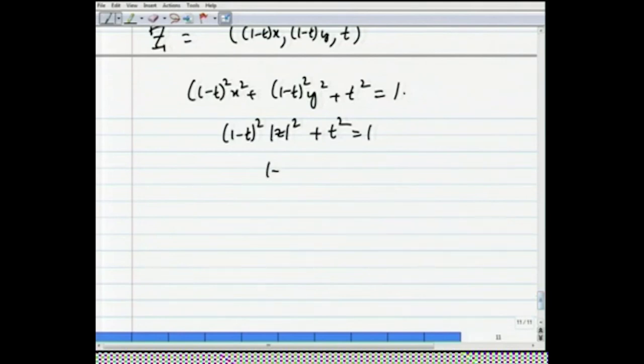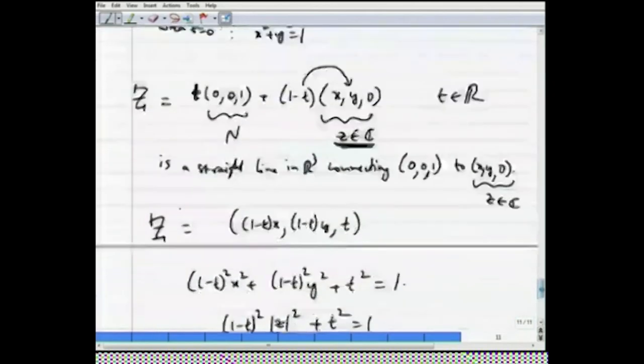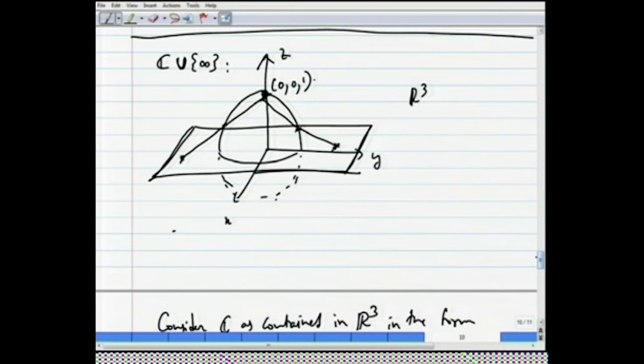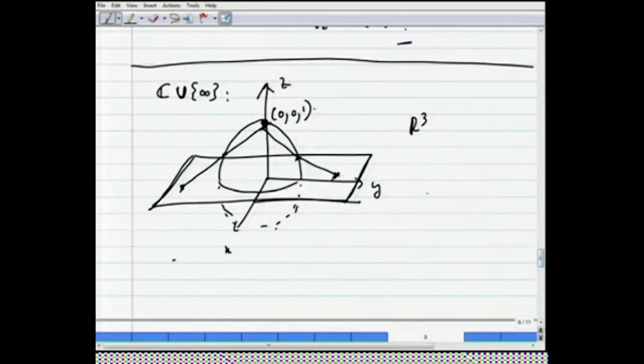So, we get 1 minus t squared is equal to (1 minus t) whole squared modulus of z squared. Okay. So, from here we can solve for t. Well, notice that t does not equal 1, because when you substitute t equals 1 in here, you get 0, 0, 1. So, there is no complex number which intersects this sphere in this point 0, 0, 1 itself.